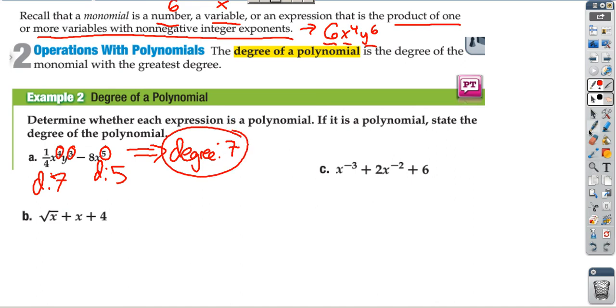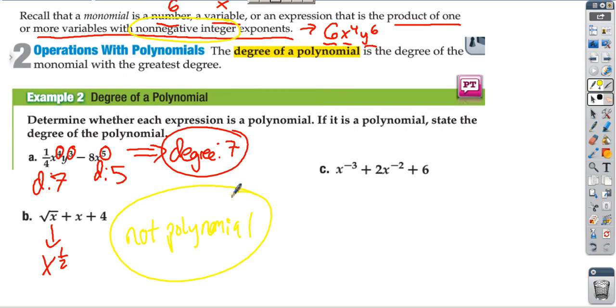Okay, option B is not a polynomial. Here's why. This one right here, we'll talk about this later, but the square root of x, that's the same as raising x to a fraction. It's the same as raising it to the 1/2 power. And if you look at this definition up here, it says that you can only have non-negative integer exponents, and 1/2 is not an integer, it's a fraction. So that does not count as a polynomial. Okay, C, for the same reason, letter C is also not a polynomial because it says non-negative exponents. Those are not non-negative exponents, so that's not a polynomial as well.